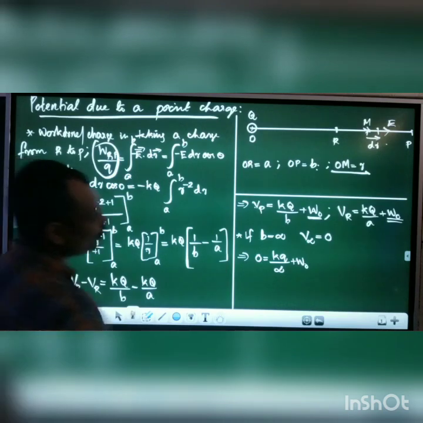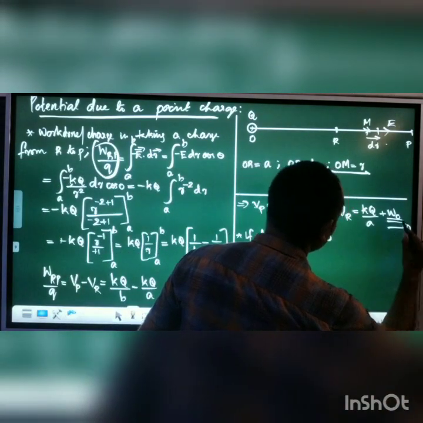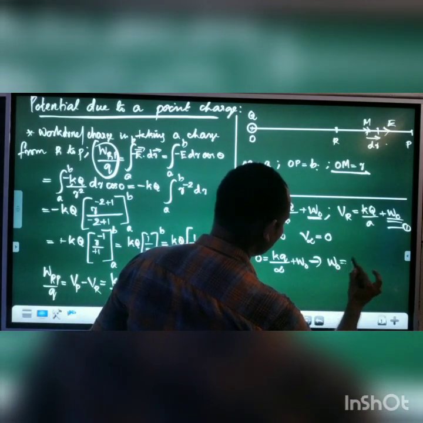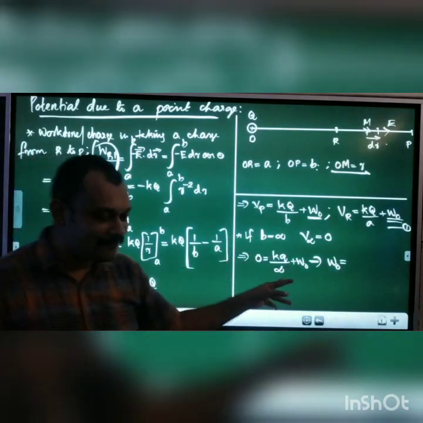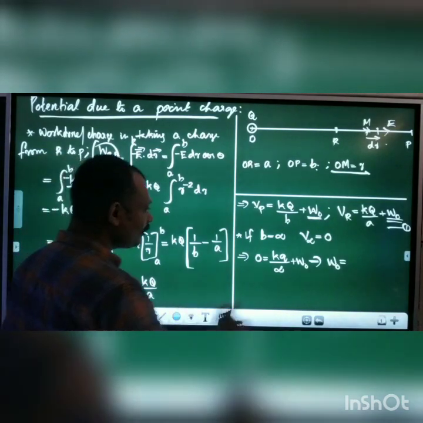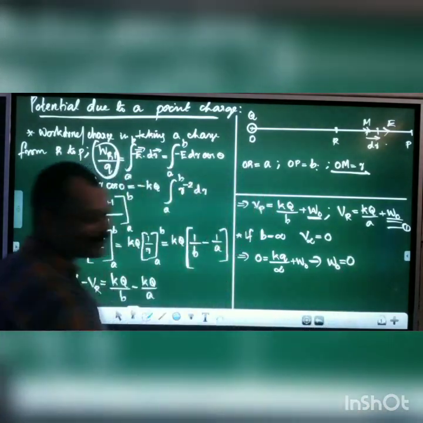So let me take this as equation 1. What is W0 then equal to? Because any number by infinity is 0, which means W0 is equal to 0.